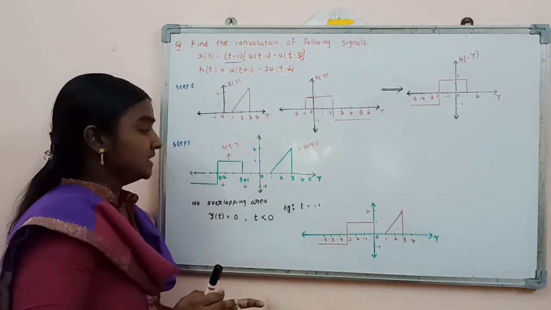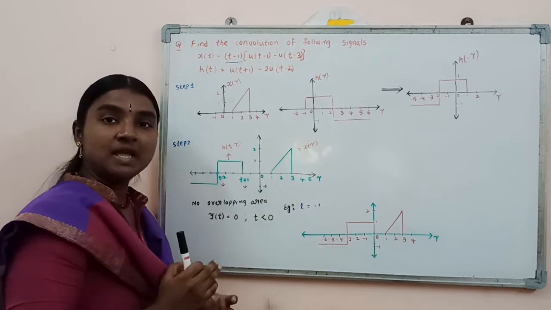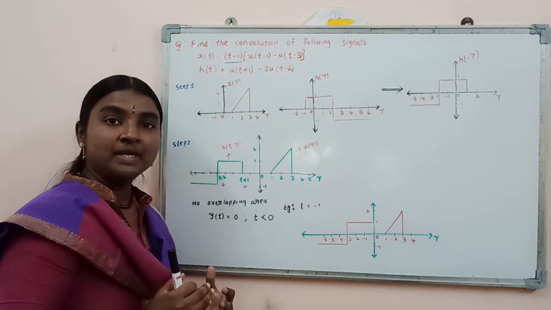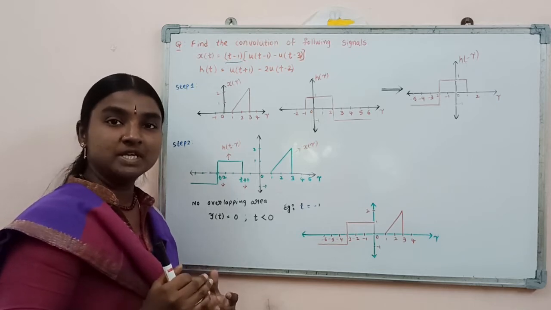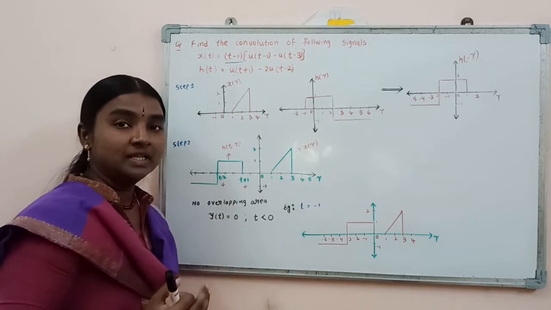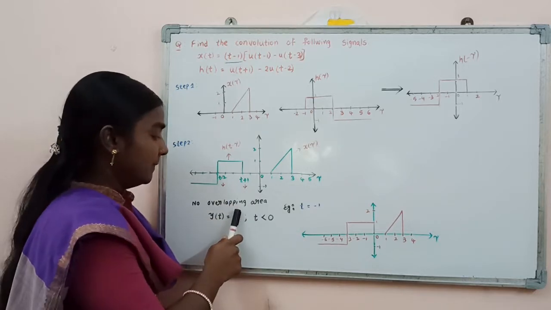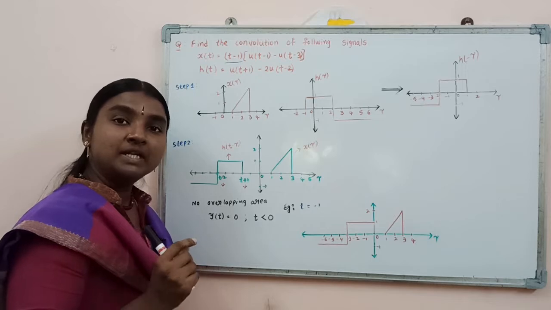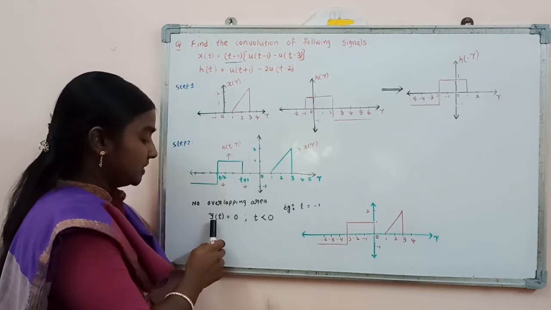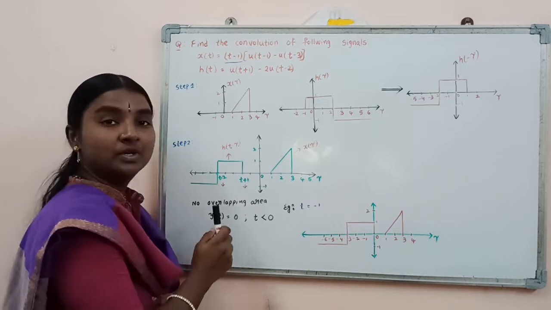By considering both the signals on the same tau axis, if there is an overlapping area, we need to find the output signal y of t. By seeing this, we can say that there is no overlapping area for time instants t less than 0. For t less than 0, the output signal y of t will be equal to 0.